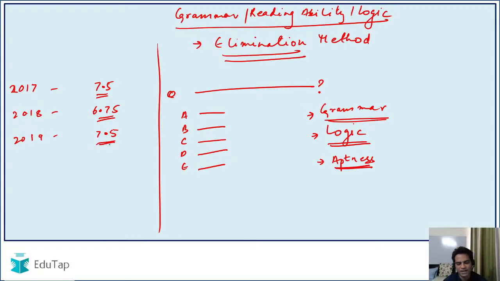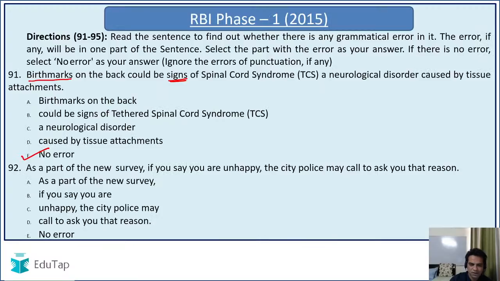So guys, why do you think that this cutoff is so low in English? The reason being, students make a lot of silly mistakes. So please be very careful while attempting your questions. You have to be accurate, otherwise negative marking will cost you a lot. So let's look at question number 92 now, guys. As a part of the new survey, if you say you are unhappy, the city police may call to ask you that reason.